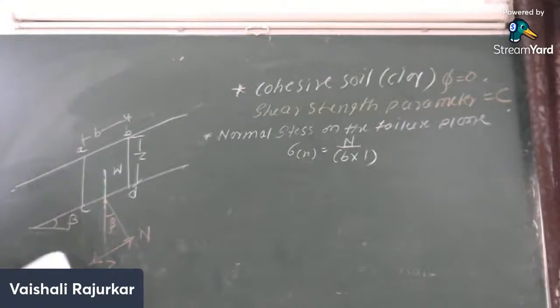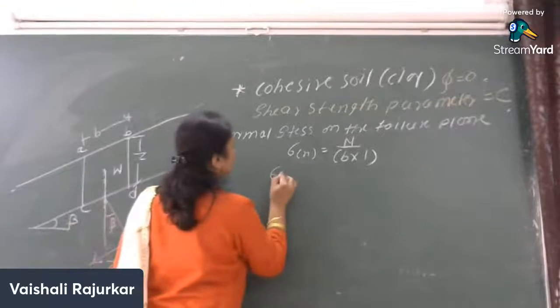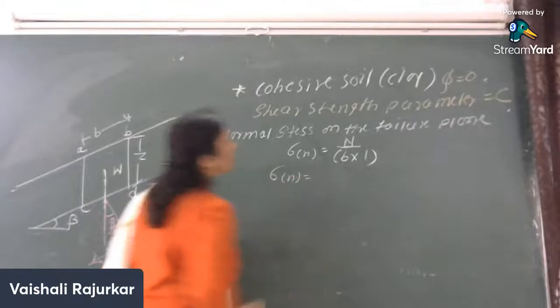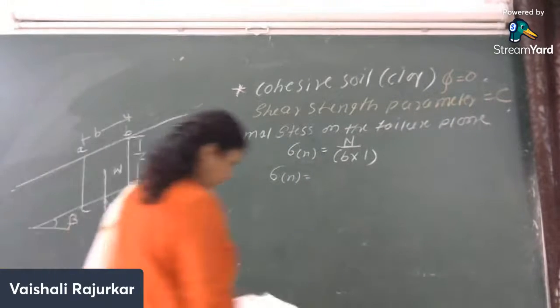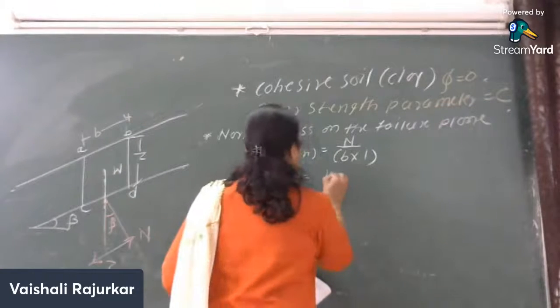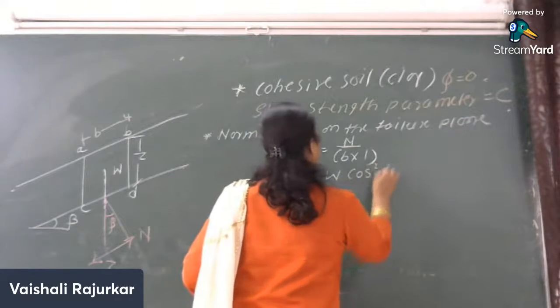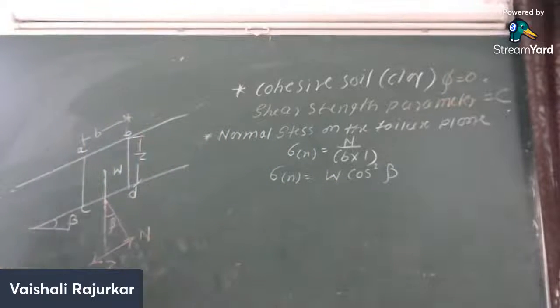Now here, then sigma n is equal to what is N? N we already know, that is W cos beta. Then here it will be W into cos square beta divided by B. Now what is shear stress?